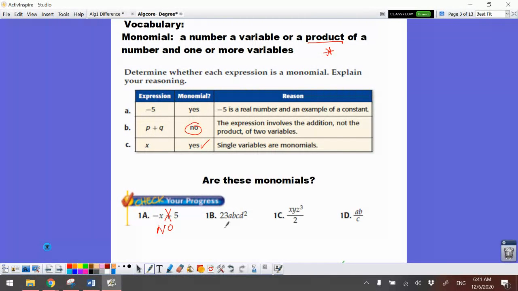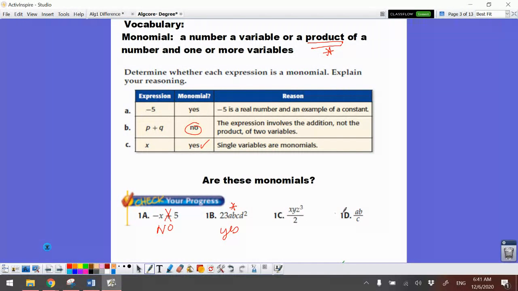What about this next one? 23abcd squared. Well, gosh, there's an awful lot of variables there, but that's okay because these are all multiplied, and it said that we could have a product. It didn't give us a limit in terms of how many letters we could have, how many variables. So this one is a yes. It is a monomial because it's actually one term.